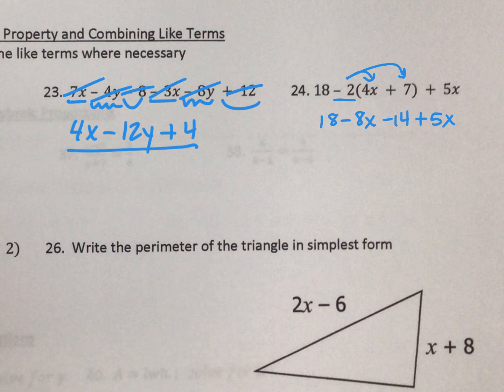Let's combine like terms now. So we've got 18 and negative 14 and negative 8x and positive 5x, and start with the variable term. So negative 8 plus 5 is negative 3x, and 18 minus 14 is 4.